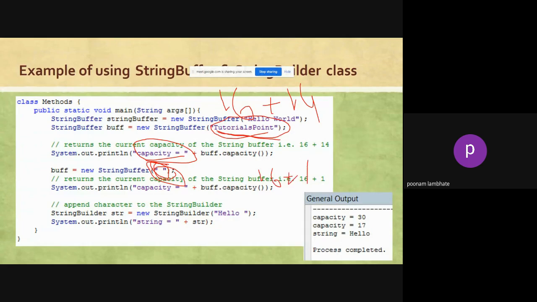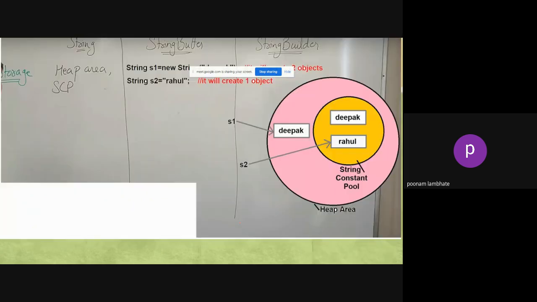Similarly, append character to string. Here you are doing the concatenation, means you're going to print some strings and then hello. So you can print out the string also. This was just a demonstration. You can try it out later also.